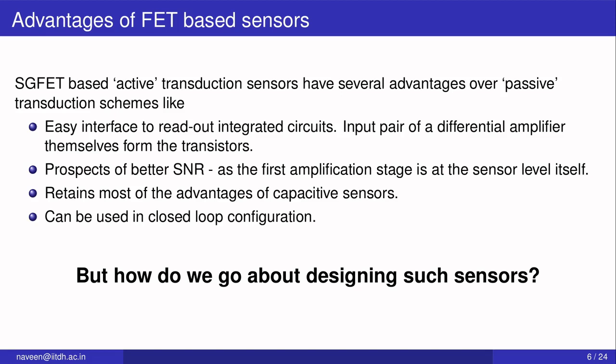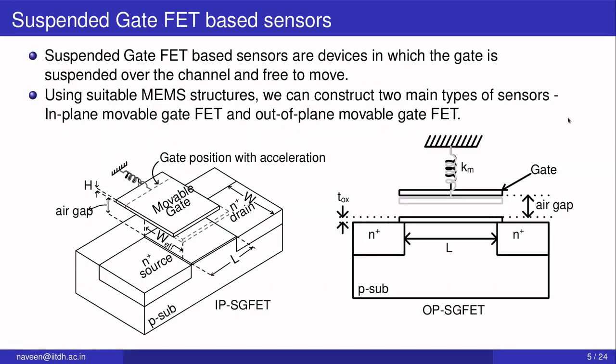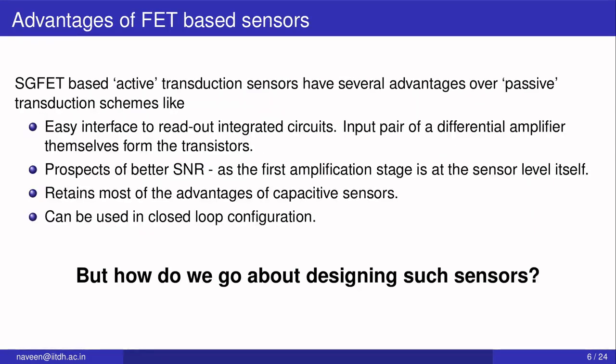sensor. So essentially, if you look at it, this is very similar to a capacitive sensor. It's just like saying that I have a capacitive sensor in which one of the plates of the capacitor is essentially a semiconductor material with source and drain implants. So in principle, it has all the advantages of the capacitive type of sensing, and in addition to that, it has amplification closer to the sensor. And like capacitive sensors, it can be used in a closed loop configuration.